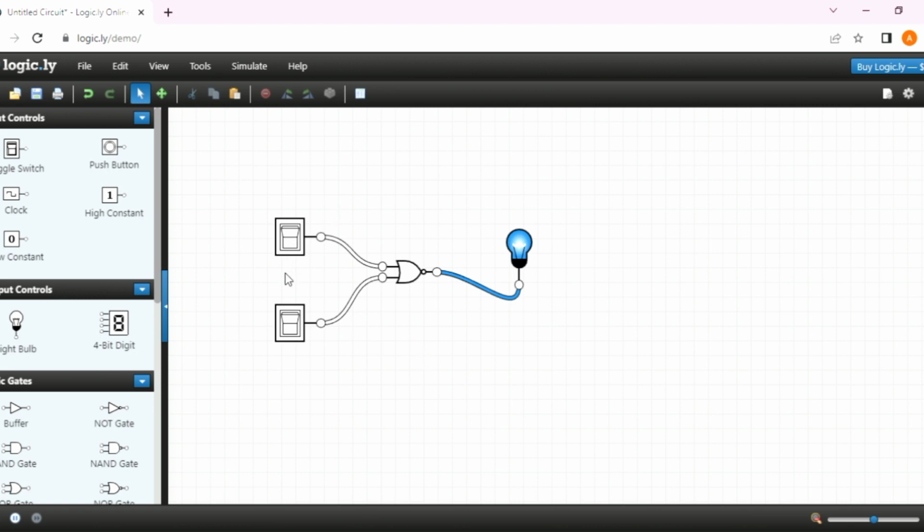When A is 0, B is 0, the output is 1. When A is 0, B is 1, the output is 0. When A is 1, B is 0, the output is 0. When A is 1, B is 1, the output is 0. This is the circuit of the NOR gate.